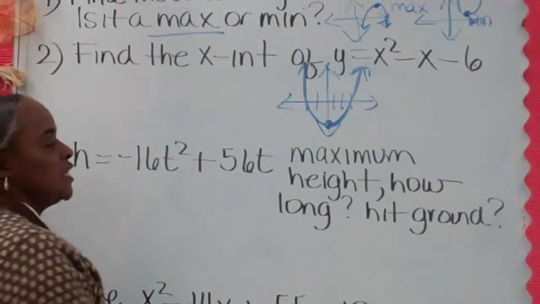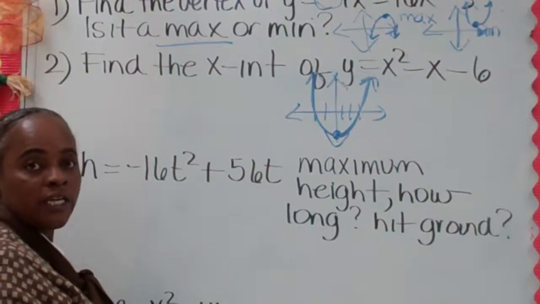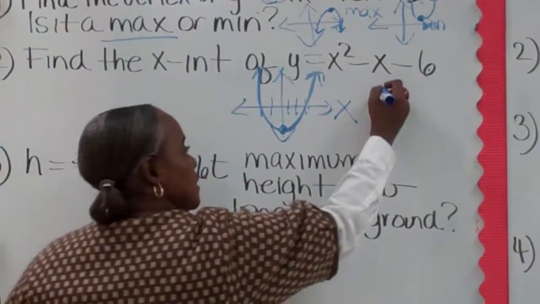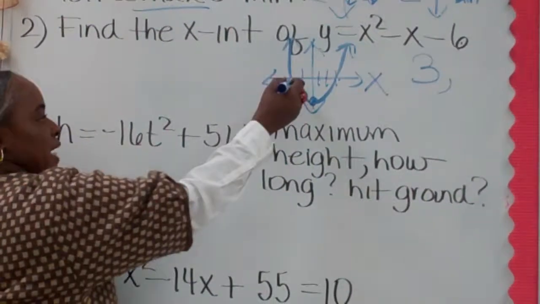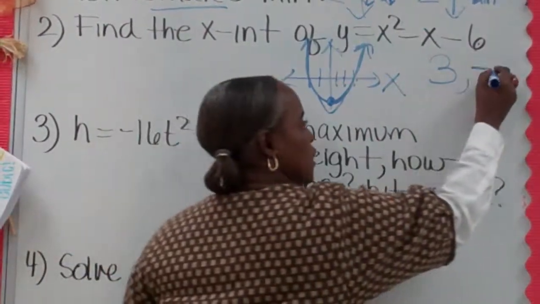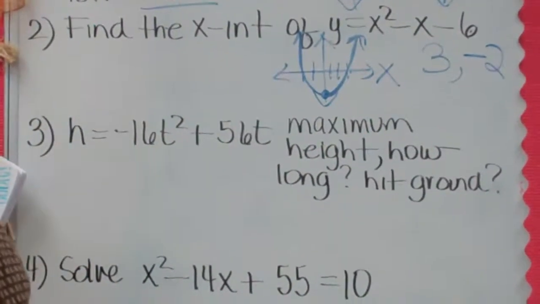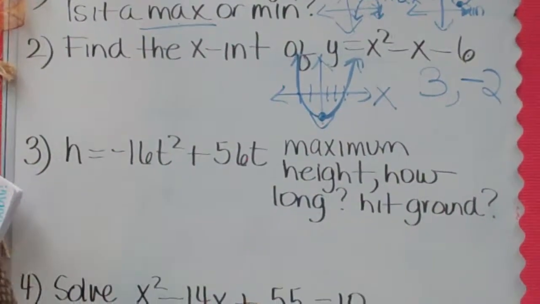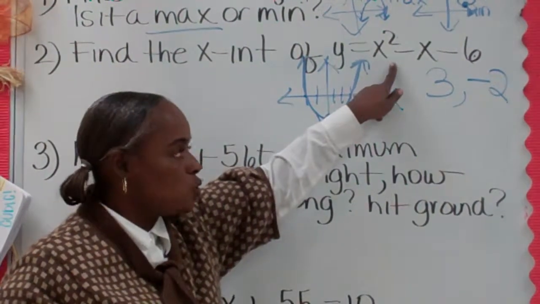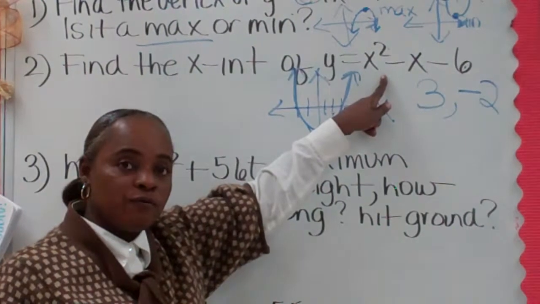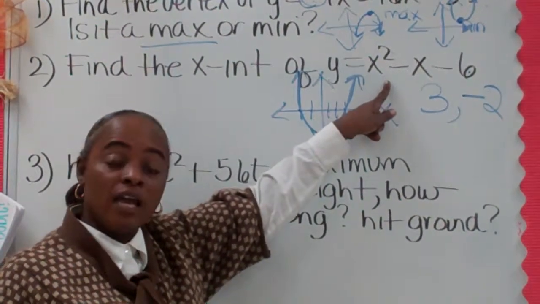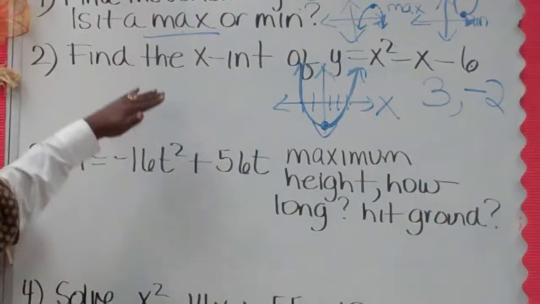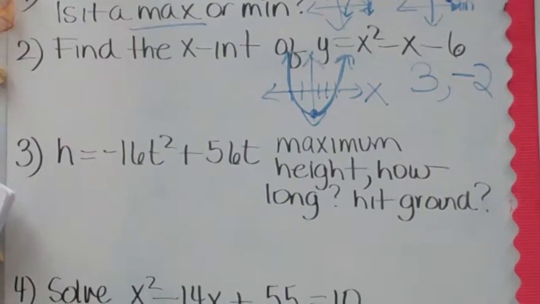Now you can look at this and see that if each one of these tick marks represents 1, then this graph crosses the x-axis at 1, 2, 3. So 3 is an x-intercept, and at negative 1, negative 2. So you have 2 x-intercepts. The graph crosses the x-axis at positive 3 and negative 2. How did I get that? I punched y equals x squared minus x minus 6 into my graphing calculator, hit graph, the graph came up, and I'm only looking for where the graph crosses the x-axis. Those are your x-intercepts.